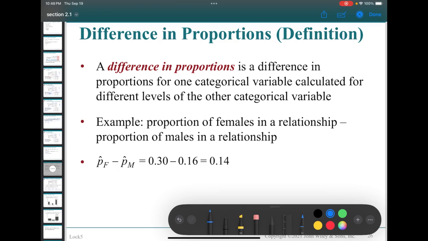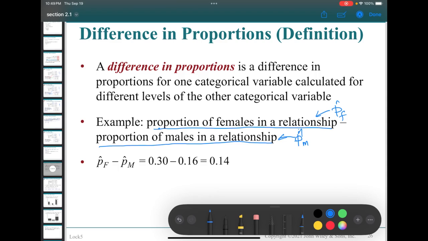The proportion of females in a relationship we denoted by this one, P hat F. Do you remember the hat notation that I talked about last time? Whenever we use a hat, it means it is about sample notation. It's about the sample. So P hat F means the proportion about females. The proportion of males in this sample, we use P hat M for male.